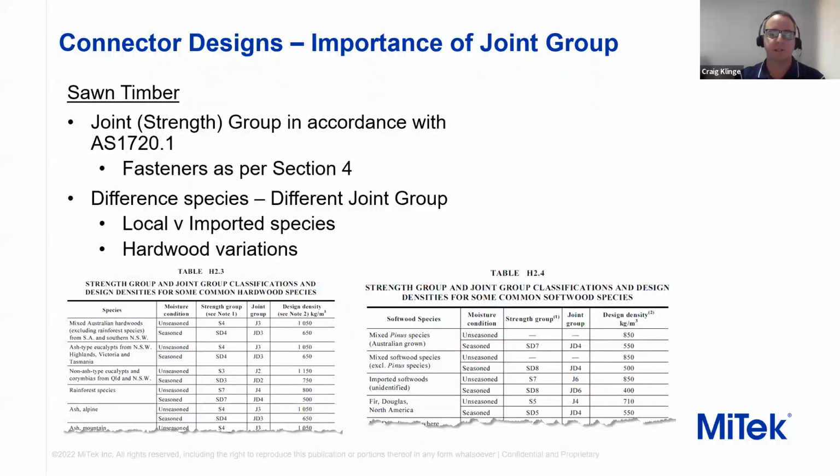Even with MGP pine, widely used, however, there may be actually differences with the joint group depending on whether the timber is locally produced here in Australia or if it's an imported product. So it's important not to assume that all MGP stress grades, regardless of the species, will have the same joint group. So it's always important to confirm with your supplier what the joint group of the material and the timber that you're using is.